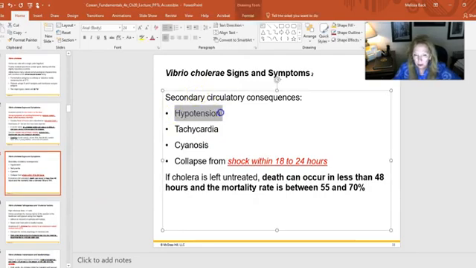Hypotension, low blood pressure, because your blood volume's bottomed out. Your heart is racing to keep up with it. The heart can't keep up with it, so your tissues are suffering. They can't push the blood around, so your tissues are suffering for oxygen. You're becoming cyanotic, and shock can happen within a day or two.